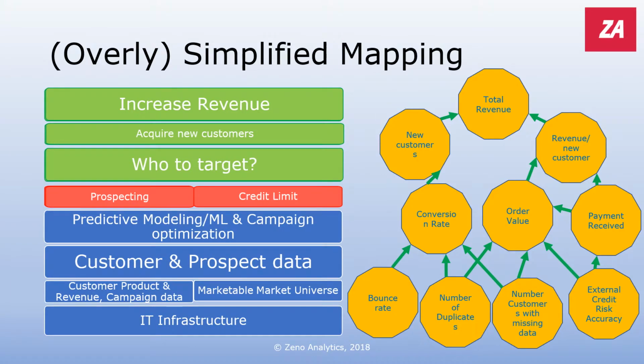Now, overly simplified mapping this, you could say on the top end, for example, that your KPI is your total revenue, and that you drive that on your business goals with the number of new customers and the revenue per new customer. So using prospecting and credit limit, you could influence the conversion rate, the order value, and the payment received. And that is driven also by, for example, data quality indicators like the bounce rate or the number of duplicates in your customer file, because they have an influence on conversion rate and also on the order value.